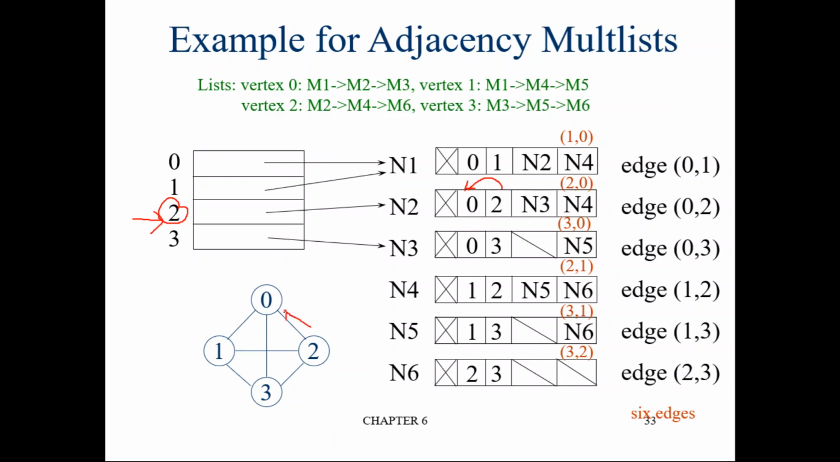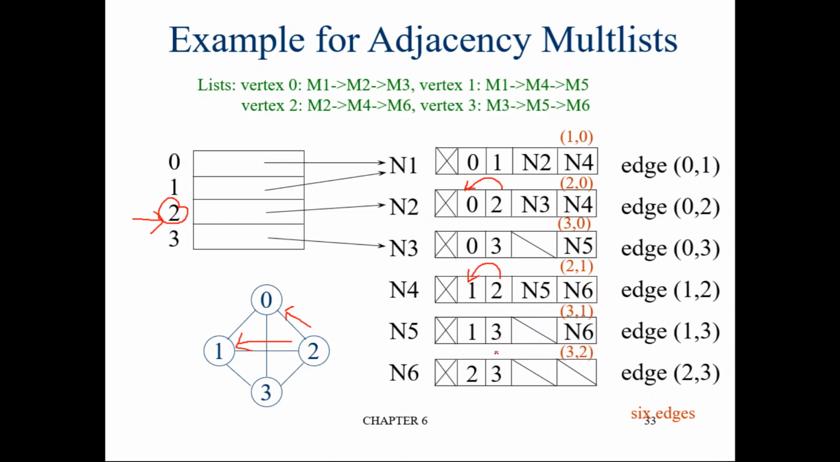Now we go to N4. N4 has 1 and 2, but our source is 2, so you have to go from 2 to 1, not 1 to 2. So this edge 2 to 1 is done. If it is 2 to 1, then you have to follow which pointer? N6. What is N6? N6 is this.